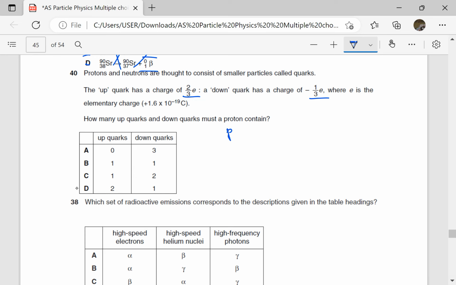We know that a proton has up, up, down. So there are 2 up quarks and 1 down quark. So for that one, the answer is D.